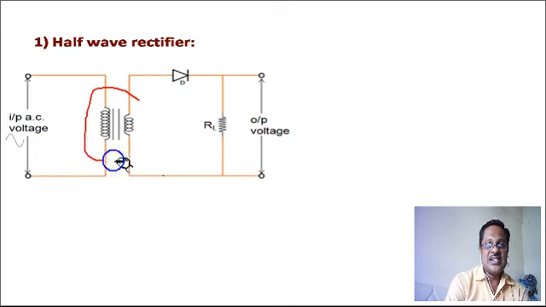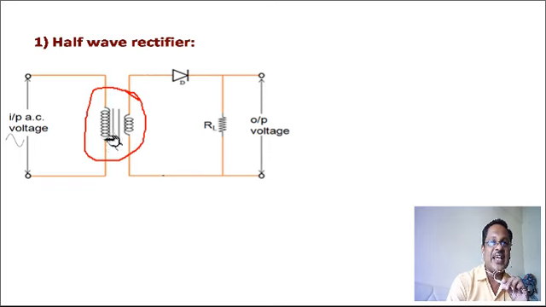Now this is a transformer. This is the primary winding and this is the secondary winding. This is a step down transformer because the secondary winding is smaller than the primary winding. The number of turns in the secondary coil is less than the number of turns in the primary coil. So the transformer used is a step down transformer.